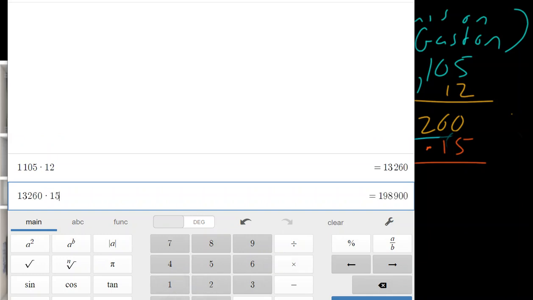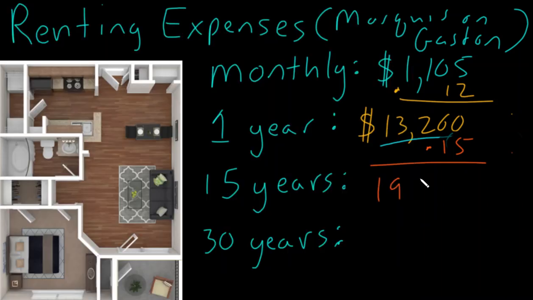13,260 times 15 years. Okay. So, if you wanted to buy a house on a 15-year mortgage, it's going to cost you some amount, we'll find out later. But what if you rented over that same 15-year period and this rate stayed the same? Well, you'd be paying $198,900 over that 15-year period.